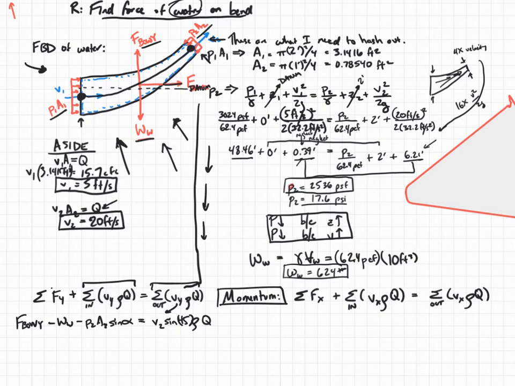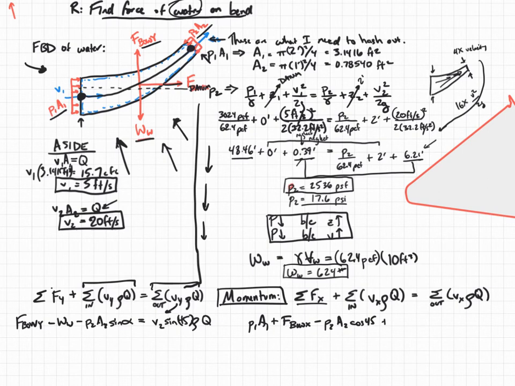All right, so we'll do the X direction. Again, my forces are all in red. I've got P1A1 in the X direction now, plus the force of the bend on the water in the X, minus the P2A2, but that's not really in the X direction, so we need cosine 45. Do we have any more X forces? Those are all my X forces.